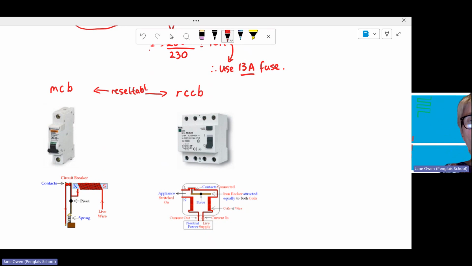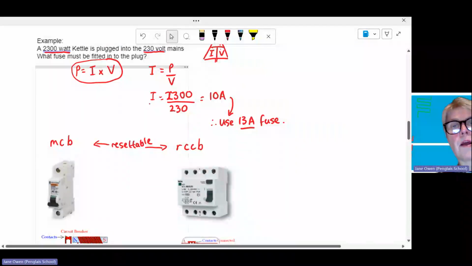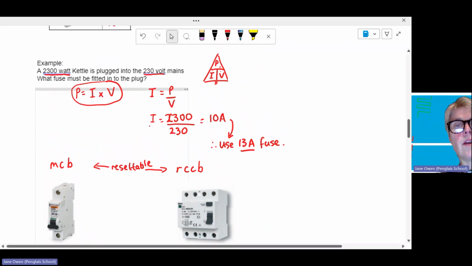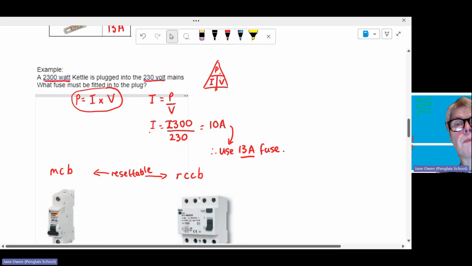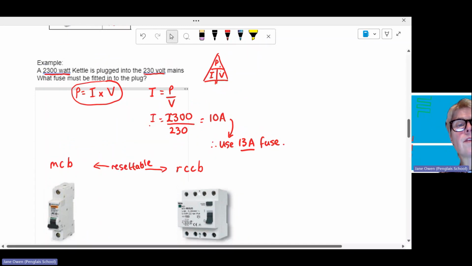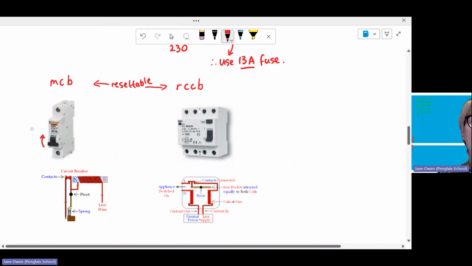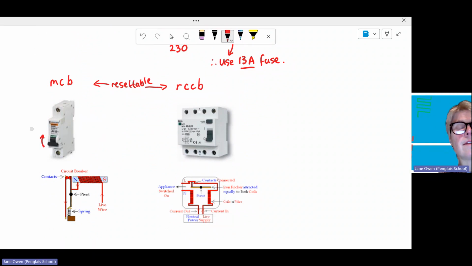Unfortunately, with fuses, once one has blown, you have to go to a shop and buy the special fuse to put in the right location. So we do have to physically replace a fuse, whereas with circuit breakers, all we have to do is flick a switch to reset it. And that saves us money in the long term because we don't have to buy any new ones.